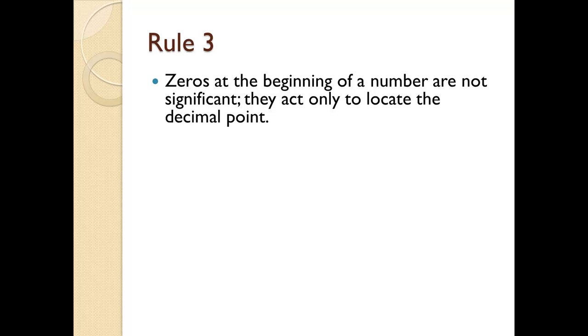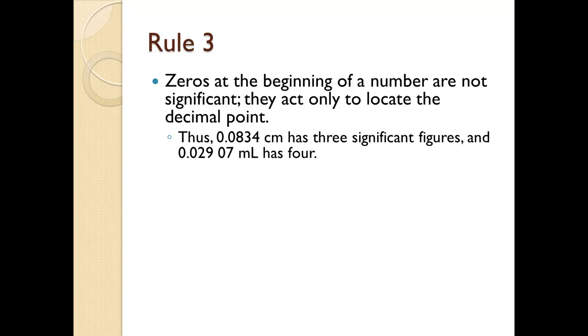In the third rule, zeros at the beginning of a number are not significant. They pretty much act only to locate the decimal point. So in this number, 0.0834 centimeters, those two zeros at the beginning, they are not significant. So in this example, I am counting three significant figures. In 0.02907 milliliters, again, I do not count the two zeros at the beginning, but rule 2 tells me that I need to consider the zero in the middle.